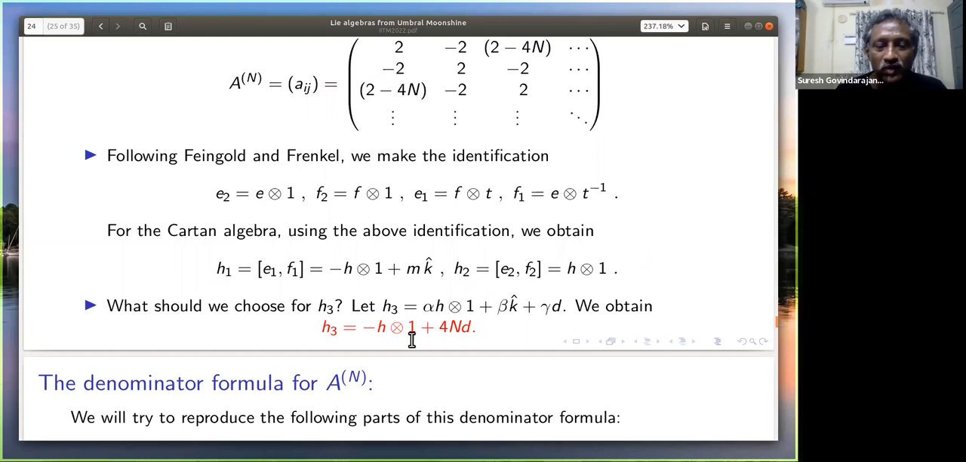And then you can work out some details, and you just need to know what H1, H2, H3 are, which is the rank 3 Cartan. You can easily work out what they are. So we get this mapping done.